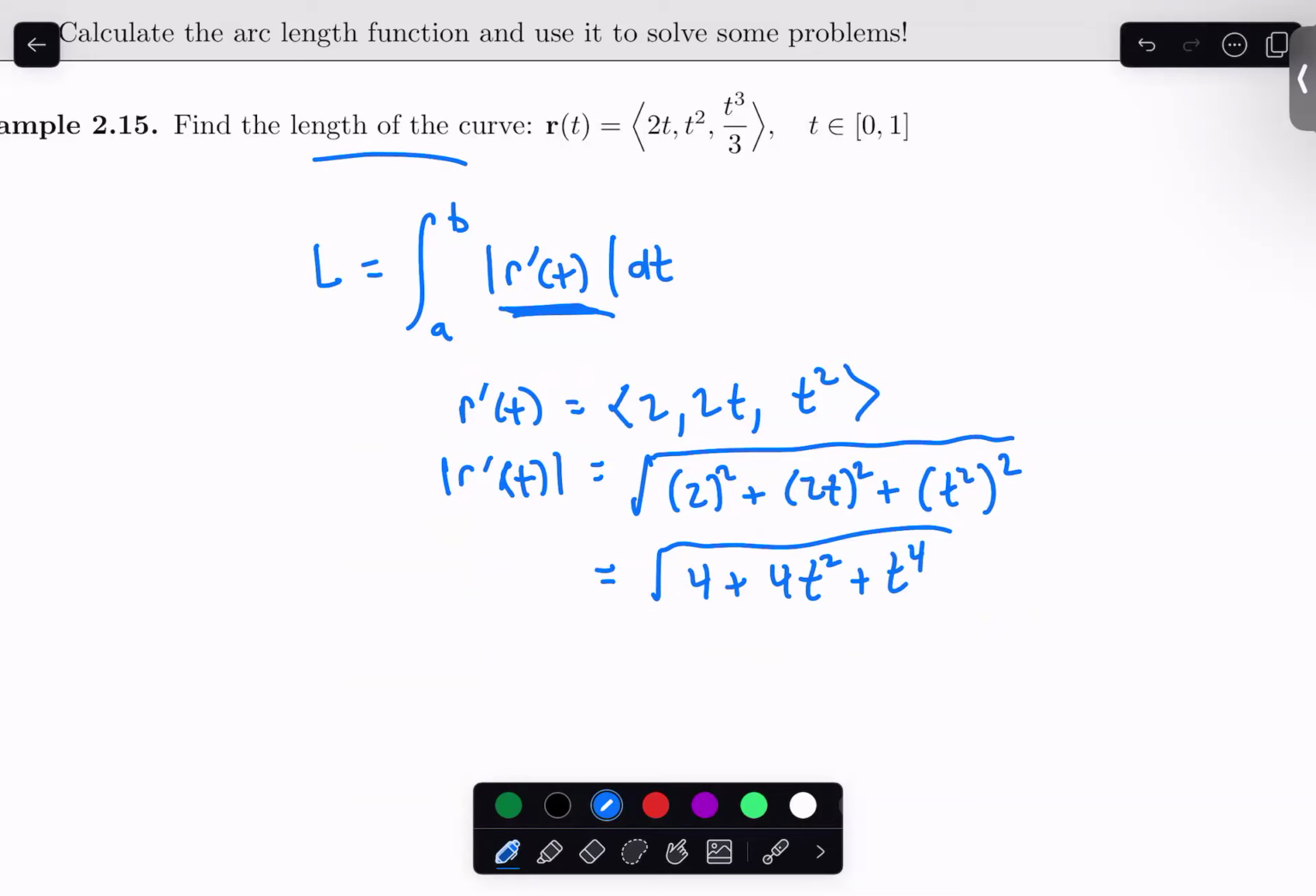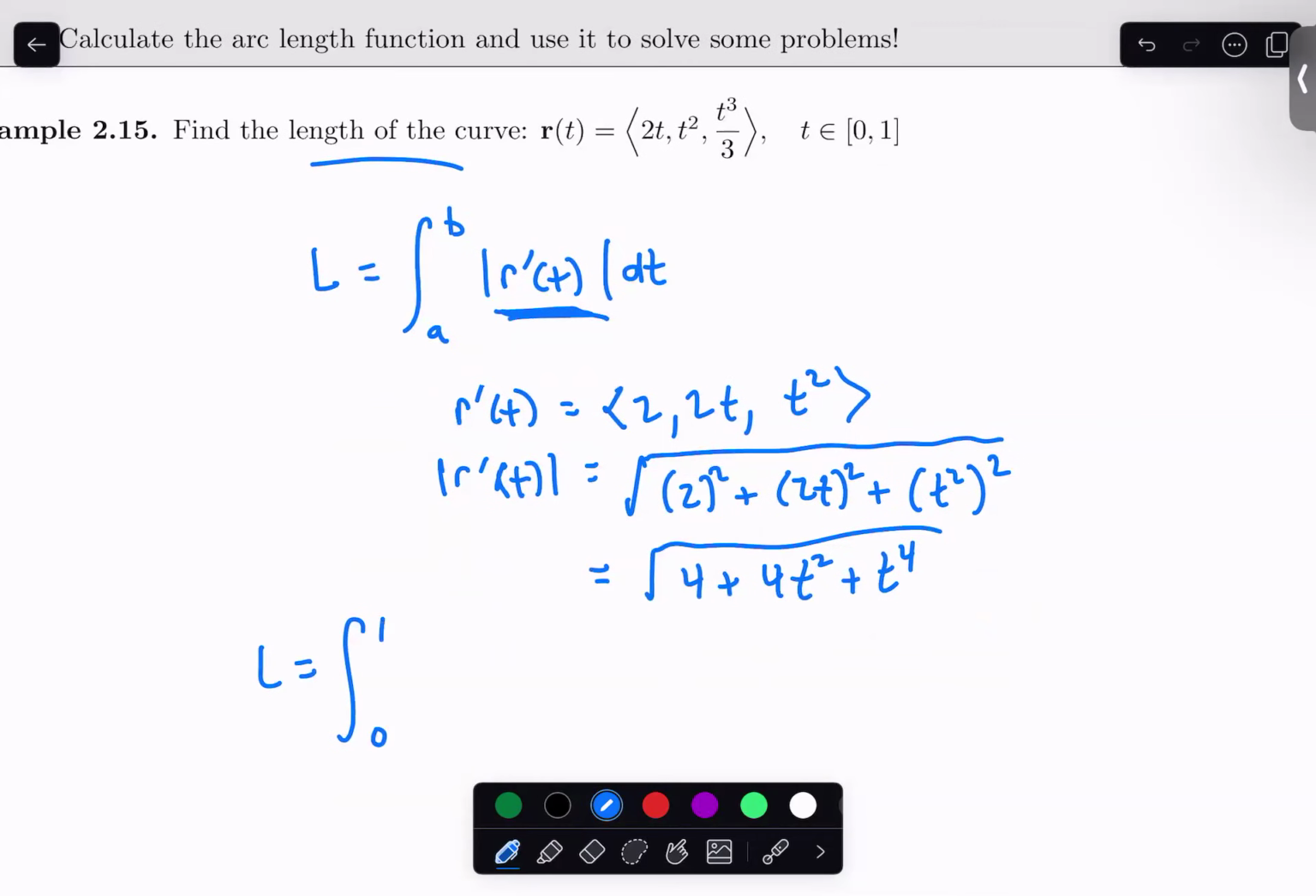And so in order to find the length of this curve, we are going to be integrating. Now this curve, it's specified, we're only interested in the length between t equals 0 and t equals 1. So our bounds here are from 0 to 1. And then our function here, this magnitude of our derivative, is this square root of 4 plus 4t squared plus t to the fourth. That's what we'd like to integrate.